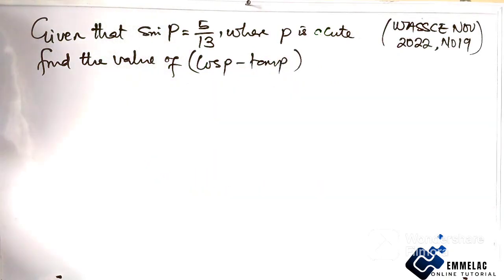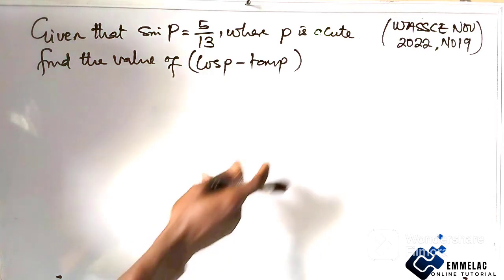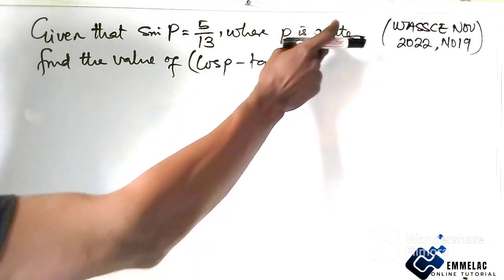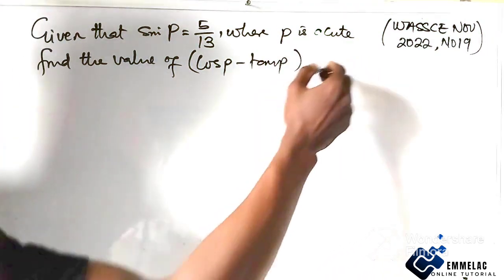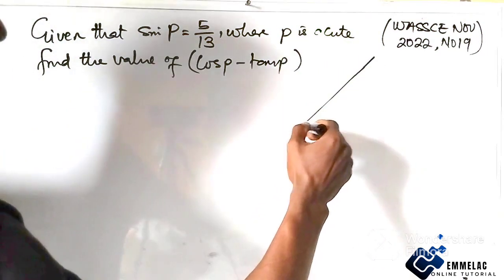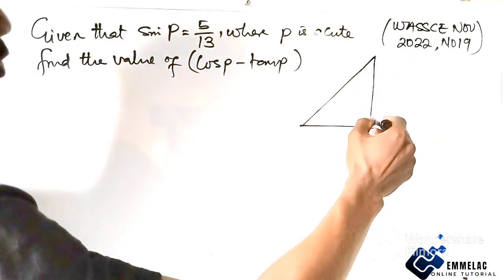The question is very specific. It says angle P is acute, which means it is less than 90 degrees. So we can solve this question in two ways.